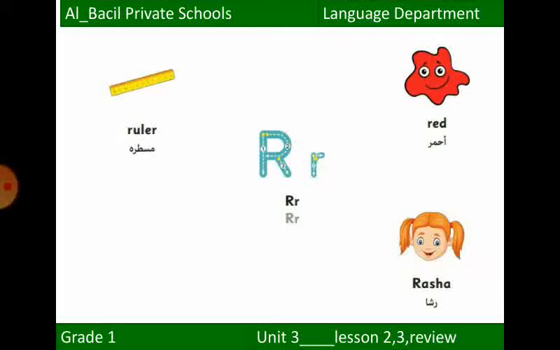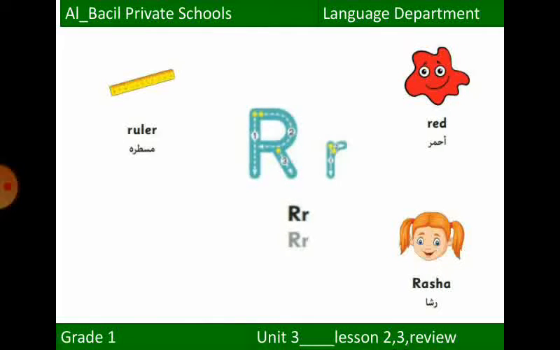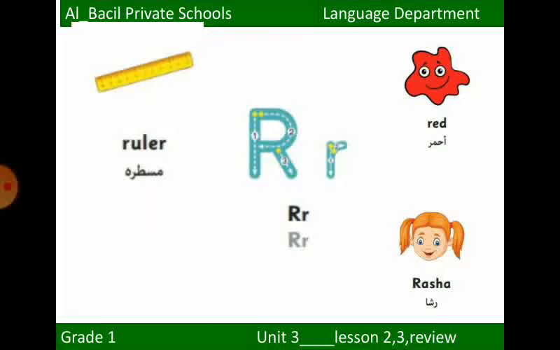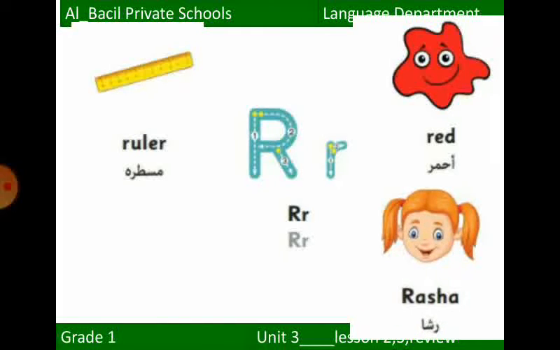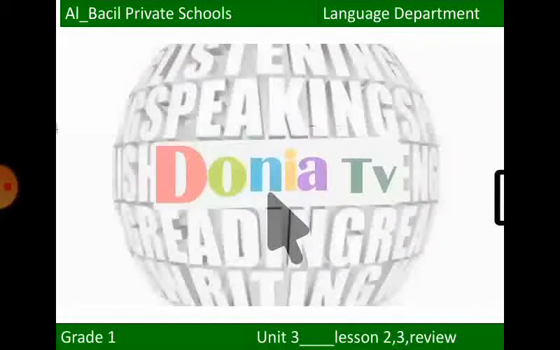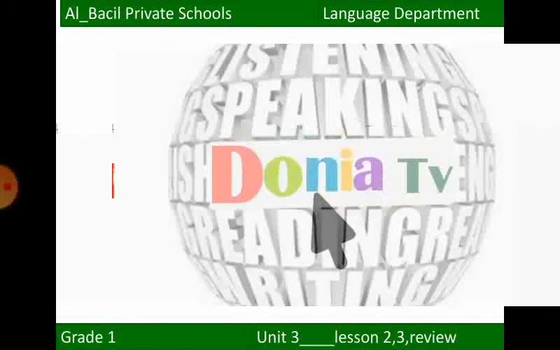Letter R. The sound of letter R is what? Who can tell me? Okay. Yes. Excellent. It is R, R. For example, ruler. يعني مسطرة. Red. R, R, red. And R, R, Russia. Excellent. Now, listen to the video, please.